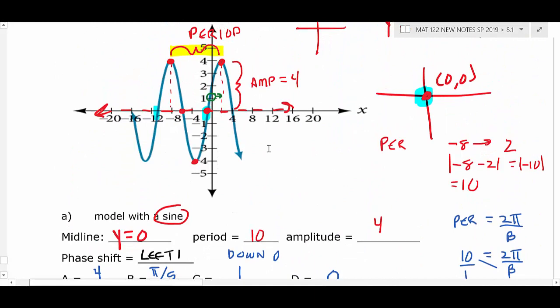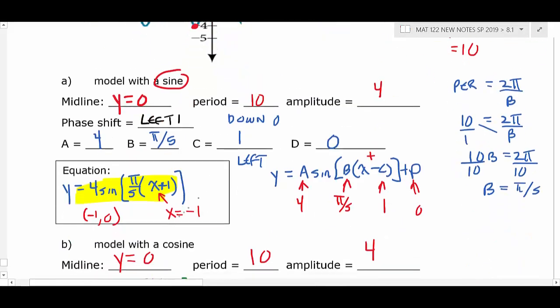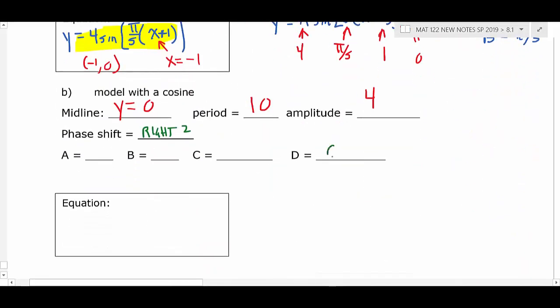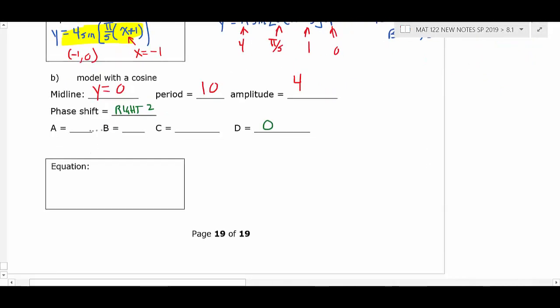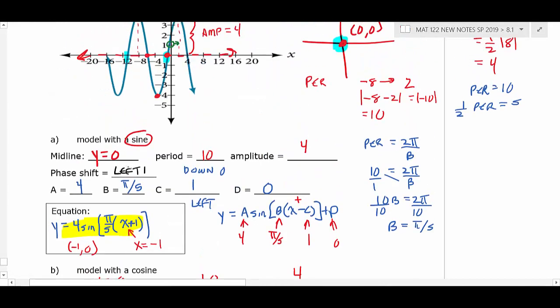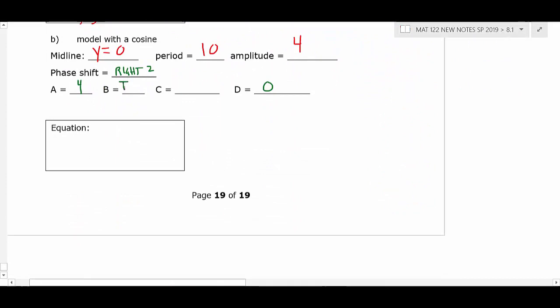Now the other thing is we don't have an up-down translation, so basically since the midline is on the x-axis anyway, D is 0. Okay, so we don't have an up-down translation. Now to finish this problem up, the amplitude's 4. B is just like the last problem, B was pi over 5. And then C this time is a phase shift of 2 to the right.